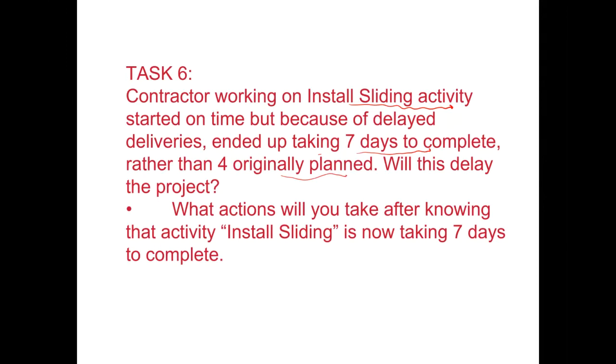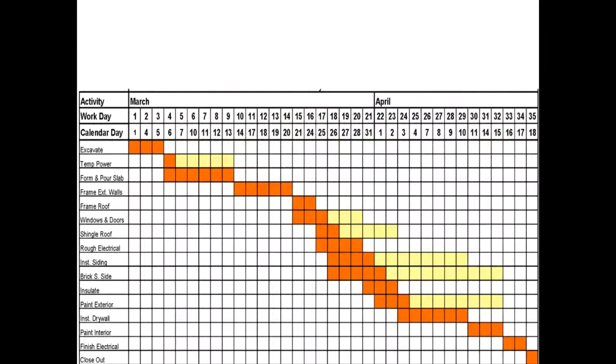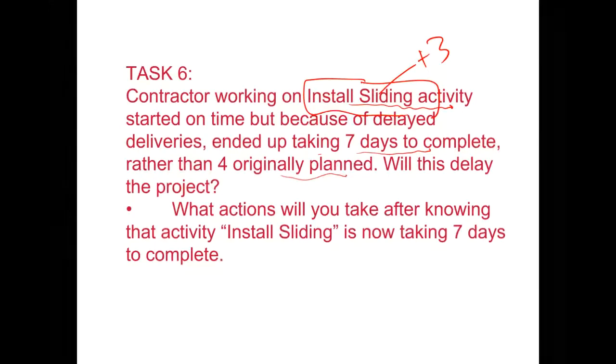Will this delay? So install siding activity has got 3 days time overrun. Yeah, siding. Okay. So what actions will you take after knowing that activity install siding is now taking longer? Yes, it's a US based scenario. So if we look at install siding, you're right, install siding has been delayed by 3 days.